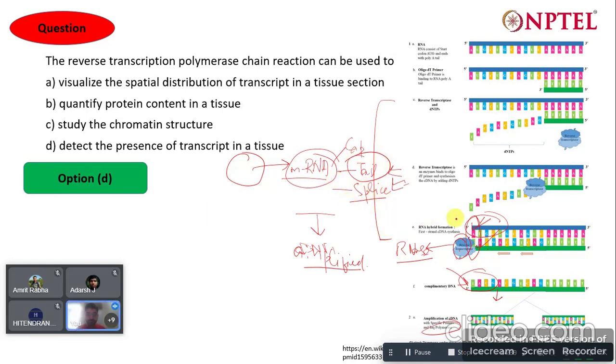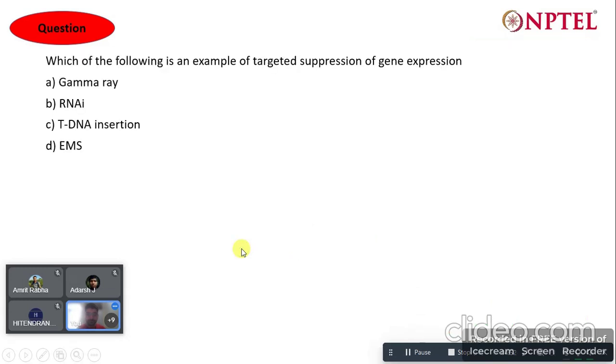Okay, any more doubts? Okay, if not, then we'll move forward to the next question. So the next question is, which of the following is an example of targeted suppression of... So yeah, the correct answer is RNAi.